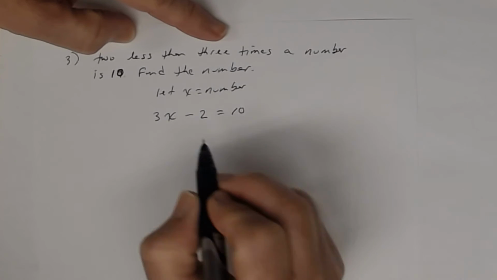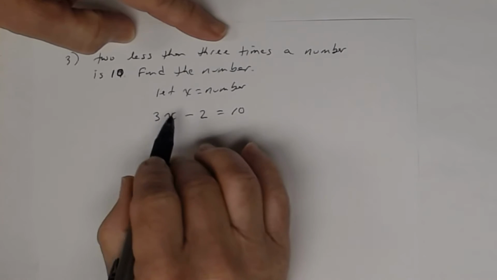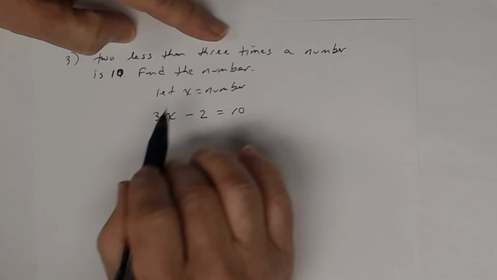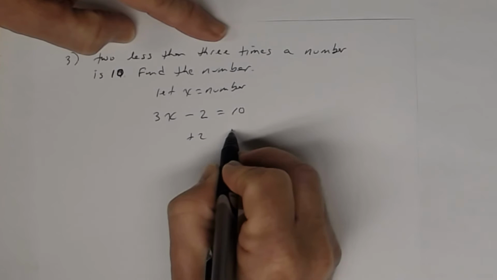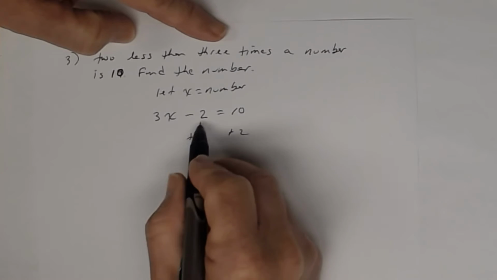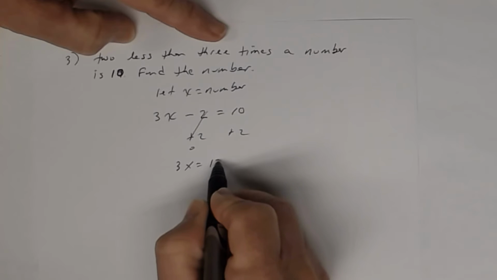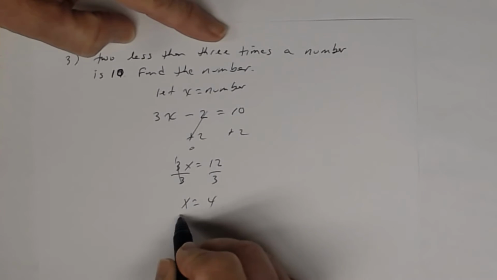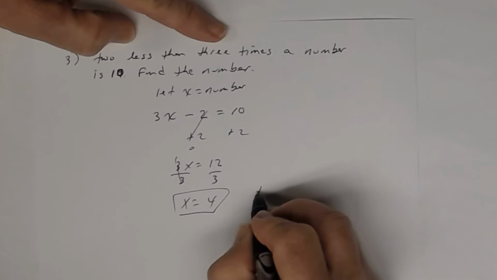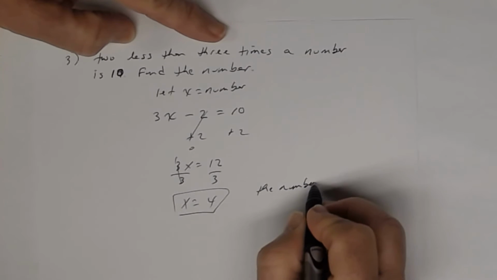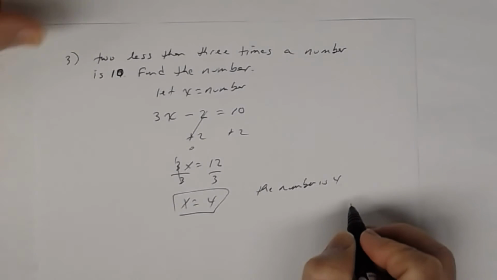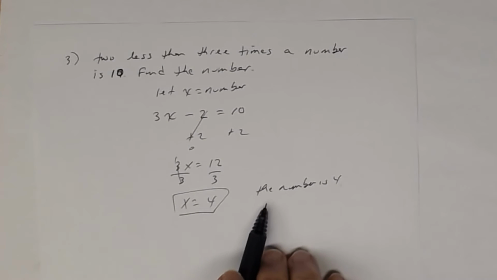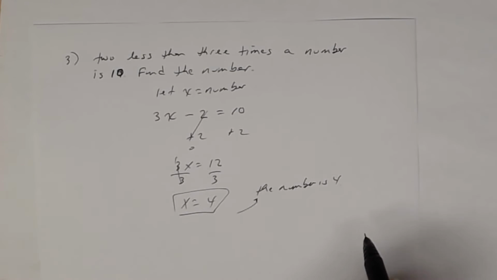And now you're going to solve this equation. So you wrote this as an equation. Now let's go ahead and solve that equation because you want to find that number. So I'm going to add 2 to both sides. And so when I do that, I get 3x equals 12. And then divide both sides by 3, I get x to be 4. So the number is 4. If they tell you to write this in a sentence, you would say the number is 4. Okay, so that was number 3. Let's look at number 4.